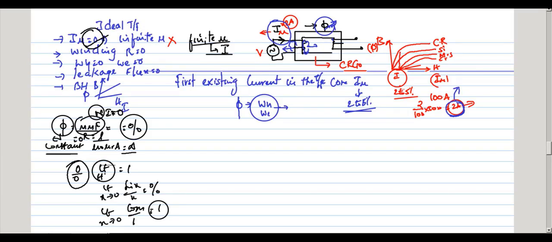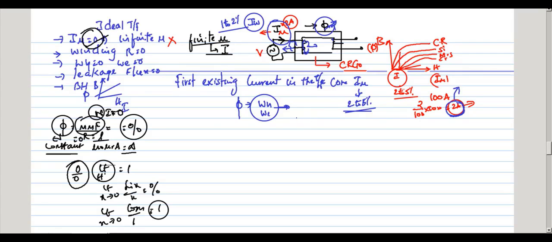To have these losses, or to supply these losses, it draws an additional component of the current, that is the iron loss component of the current, which is 1 to 2%. So once flux is present in the transformer core, you have iron losses. To supply the iron losses and circulate the eddy current losses, it takes an extra 1 to 2% of the full load current.